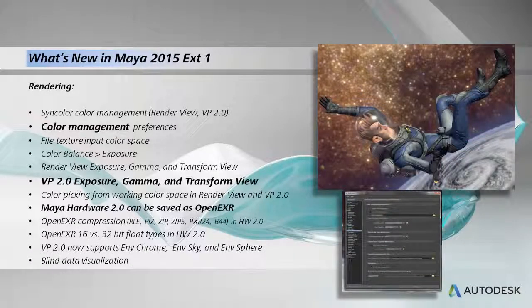What's new in Maya 2015 Extension 1 rendering? I'm not going to cover all of these, but I'm highlighting a couple of things that we're going to touch base on a little bit at the end. Color management within Viewport 2.0: exposure, gamma, and transform view. So some nice ways to get into model visualization within Viewport 2.0 in Maya. Also highlighted here, if you're working with real-time rendering or viewport rendering, Maya Hardware 2.0 can now save out OpenEXR files, which is nice. A nice file format and another option for real-time rendering or Maya hardware rendering.